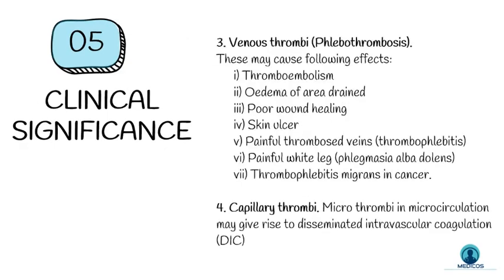And the third one is venous thrombi or phlebothrombosis, which may cause thromboembolism, edema of the area drained, poor wound healing, skin ulcer, painful thrombosed vein or thrombophlebitis, and thrombophlebitis migrans in cancer. And the fourth one is capillary thrombi, in which microthrombi in microcirculation may give rise to disseminated intravascular coagulation or DIC.